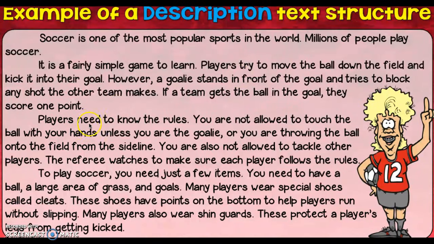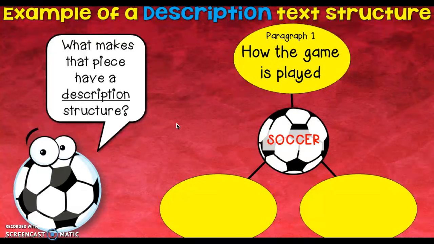The second paragraph says the players need to know the rules. Usually if you read the topic sentence, the first sentence, it will kind of tell you. Not allowed to touch the ball, the goalie throws the ball. I think this is talking about the rules. So we have how the game is played. Now paragraph 2 is about the rules.